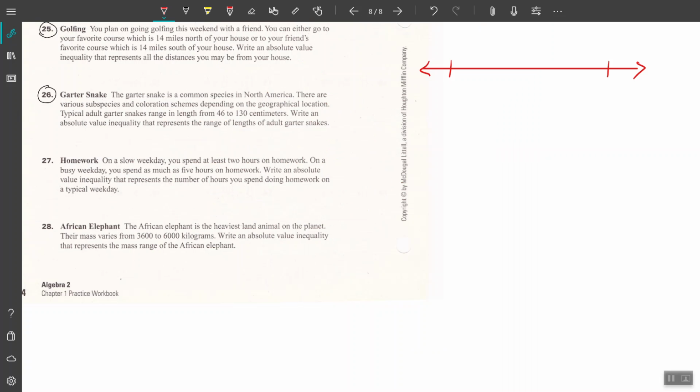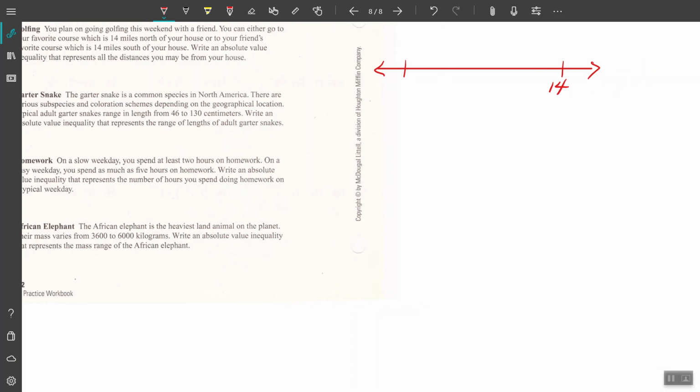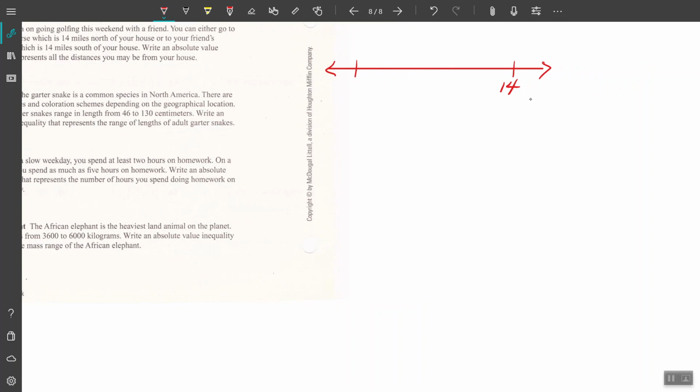So I'm going to call the positive end of the number line north, and the negative side I'm going to call south. So really, negative in this case really means south. But we're talking about your house, and so you know that if you were to find the average between those two numbers, you don't even have to do the math to do that. You just know automatically that 0 on the number line would be your house. Okay, so here sits your house.